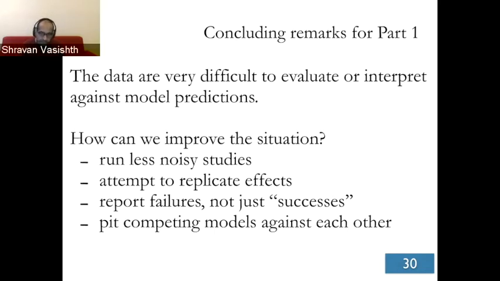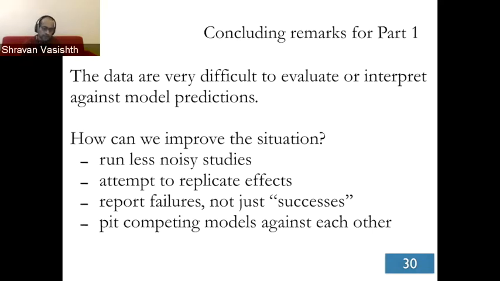But for subtle manipulations like these fan effect studies and the race process studies, you're going to have to commit to spending a lot more time collecting data if you want an accurate estimate. And without such accurate estimates, it's very difficult to actually evaluate the predictions of the model.